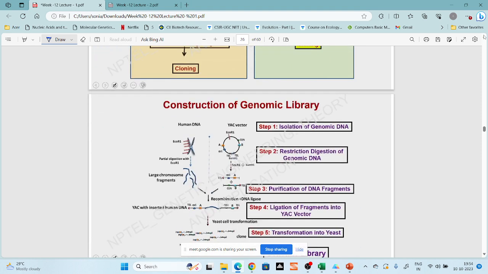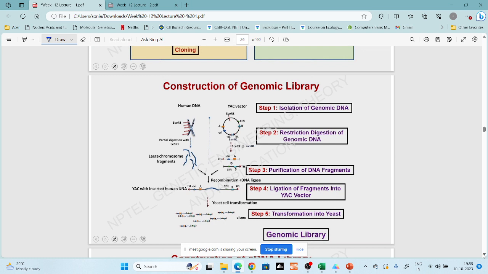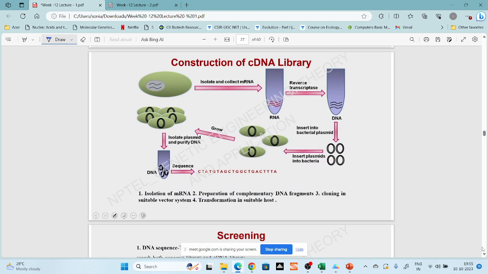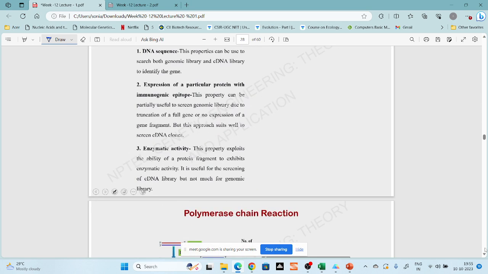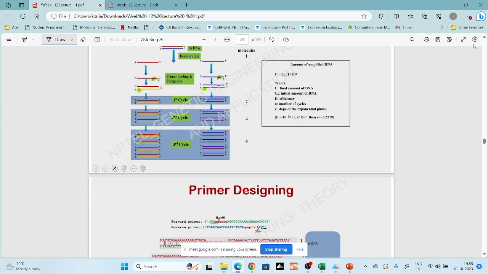Okay, these are the basics. If you do not have gene sequence information, then you have to construct a genomic library. What are the steps for construction of a genomic library? You have to isolate the genomic DNA, then restriction digest it, and purify. These are the basic steps for creation of a genomic library, and then the steps for creation of a cDNA library, and then basic screening, how you can screen it, then polymerase chain reaction.